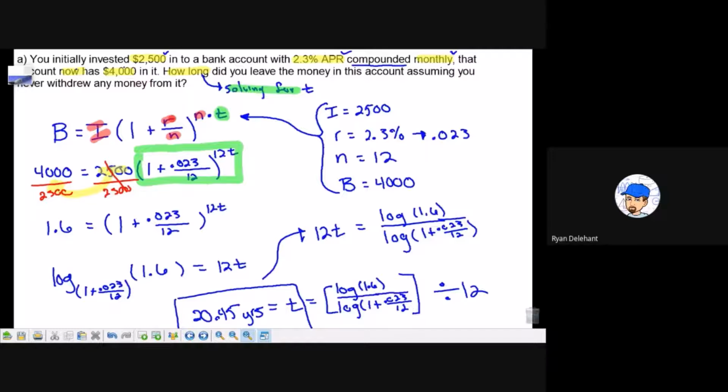So apparently you left this $2,500 in this bank account for 20 and a half years before you got $4,000. Although considering if you had money, you just forgot about it. I don't know how you forget about $2,500, but if you just forgot about it, say it was something somebody gave you and it just sat there, and then, hey, I'd almost doubled my money by forgetting about it. It's worse things could happen, right?